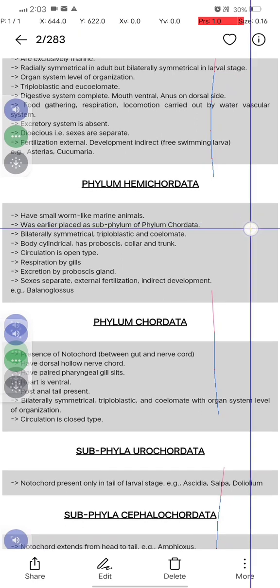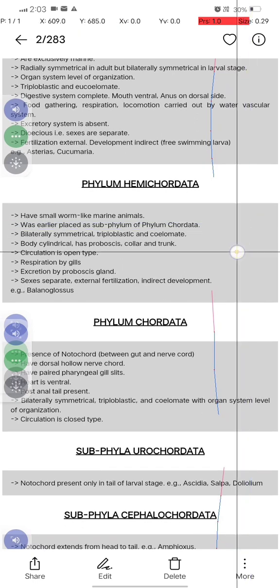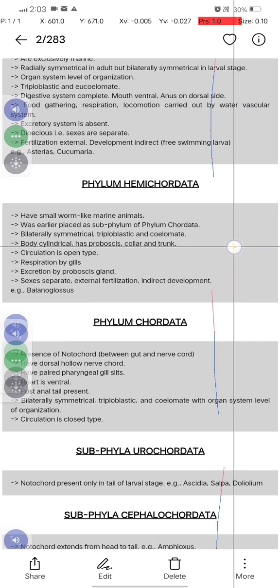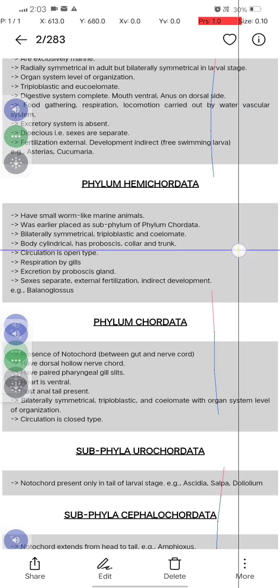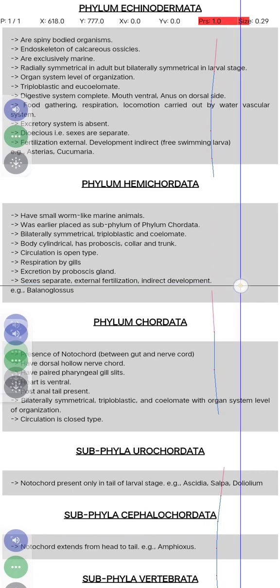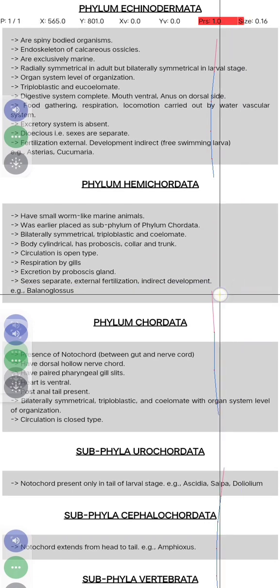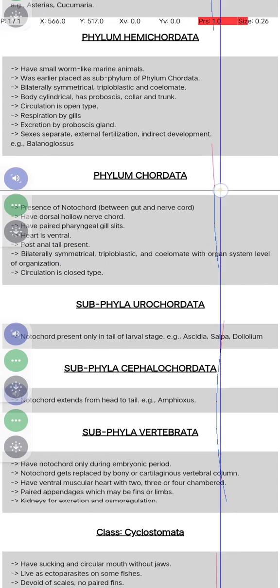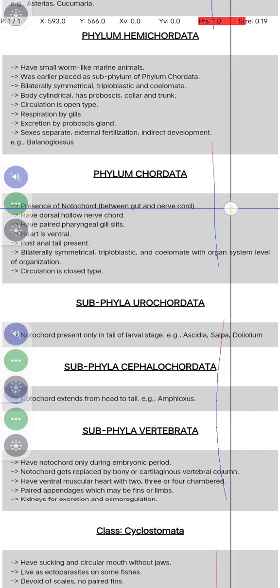उसके बाद हमारा was earlier का तो हो गया, bilateral भी हो गया. Body cylindrical and has proboscis, the collar and the trunk. Circulation is open type, respiration by the gills, excretion by the proboscis gland, and sexes separated, external fertilization and indirect development. Example Balanoglossus.